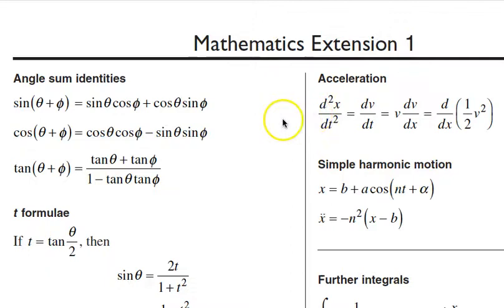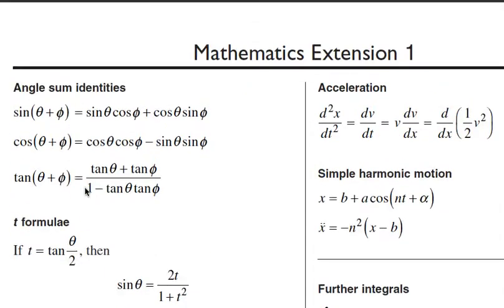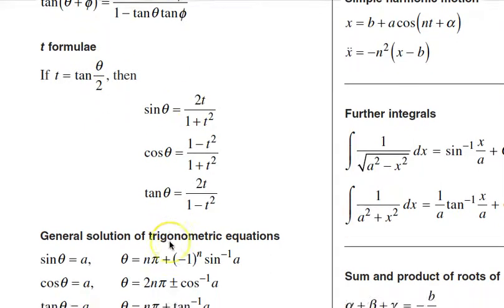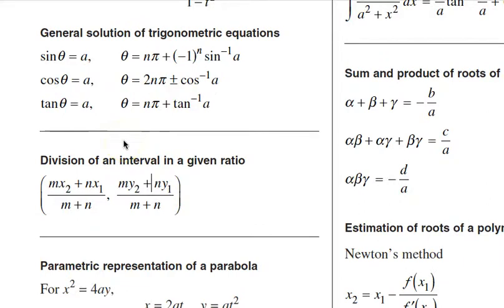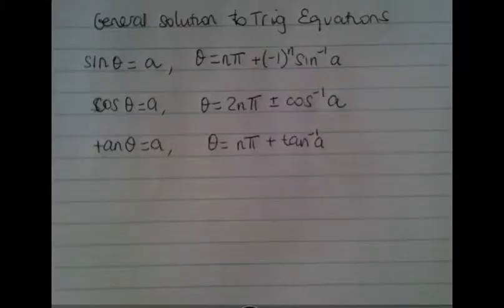Looking at general solutions to trig equations, just having a quick look at the Extension 1 formula sheet. We've got the sums and differences of angles there on the left. Then we've got the t formula here. And then underneath that we have the general solutions. So if we can just write these out, please, the general solution of trig equations on the formula sheet.